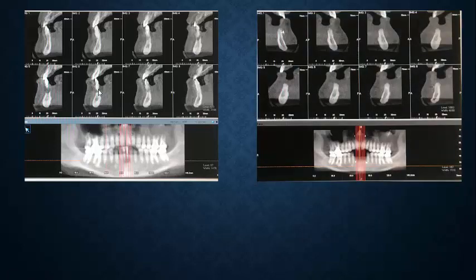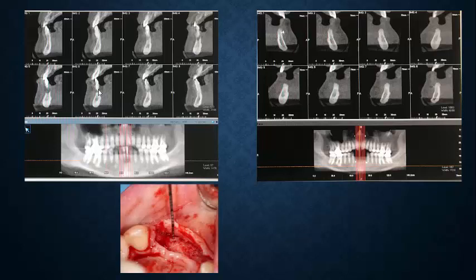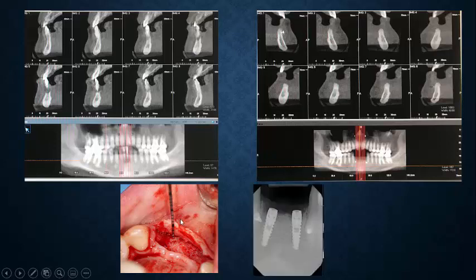So what we did here, we did ridge augmentation. Here I used alloderm as a membrane, with fixation screws to stabilize the membrane, and we used FDBA bone graft. And here, this picture is at the re-entry of the site, and look at the soft tissue thickness. We have 4 to 5 millimeters thickness of soft tissue, because we used alloderm to thicken the soft tissue. And we have, of course, good bone formation. So we place our implant.